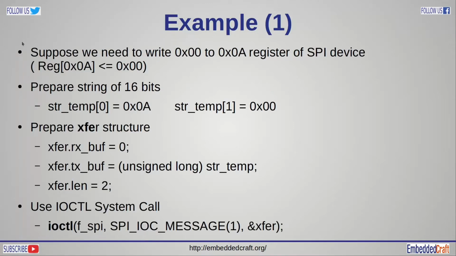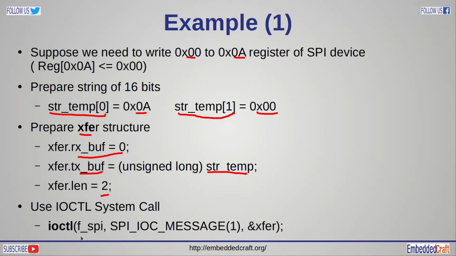Let us consider a practical situation. Suppose we want to write 0 to the 0x0a register of the SPI device. We need to prepare our 16-bit string: str_temp[0] will get 0x0a, and str_temp[1] will get 0x00. We will fill the spi_ioc_transfer structure. The tx_buf will point to the str_temp string. Length will be 2, because we are sending 2 bytes. The rx_buf will not point to anything, as we are not going to receive any data.